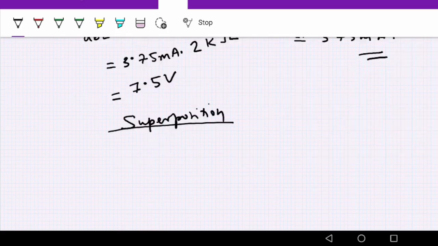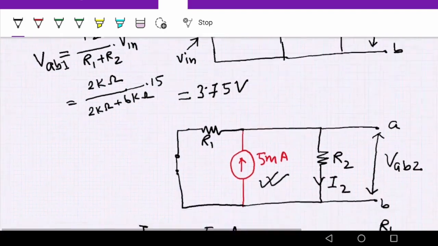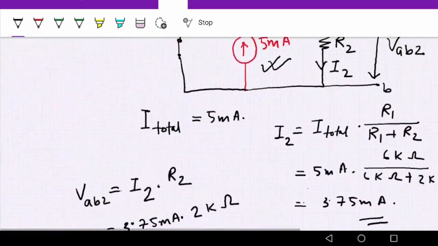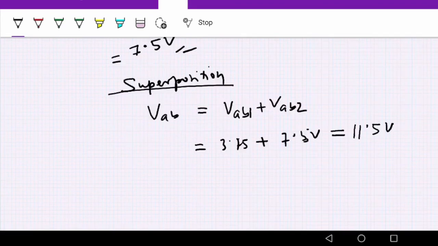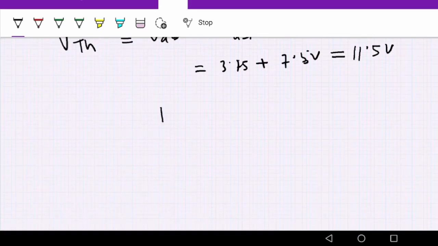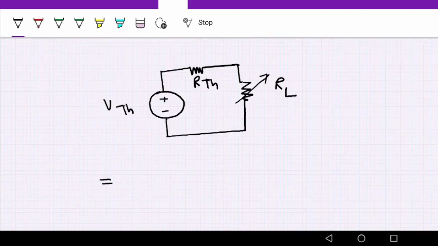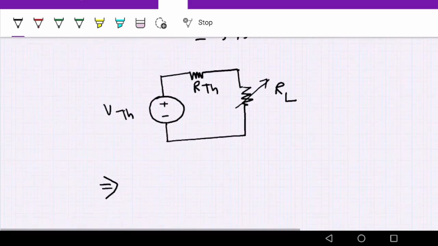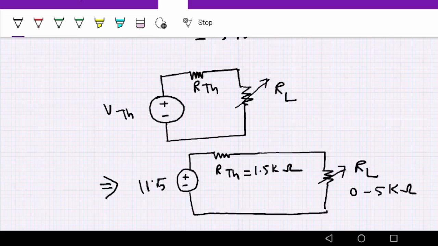Now I apply the superposition theorem. We recall the open circuit voltage due to each source alone: VAB1 plus VAB2. So what did I get? VAB1 is 3.75 volt, and here we got 7.5, so it is around 11.25 volt. This VAB is nothing but the VTH we're looking for. It's pretty simple. Now we can draw the Thevenin's equivalent circuit and reconnect the load RL. We can substitute the numerical values now: VTH is 11.5, RTH equals 1.5 kilo ohm, and this is RL, 0 to 5 kilo ohm.